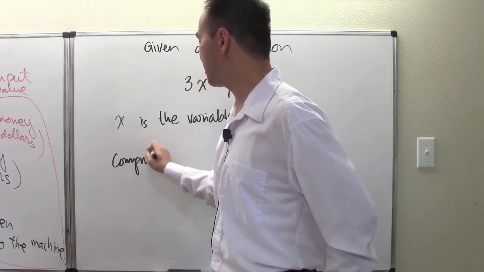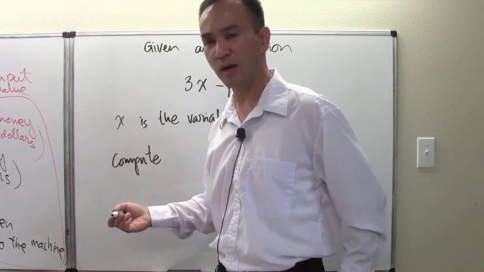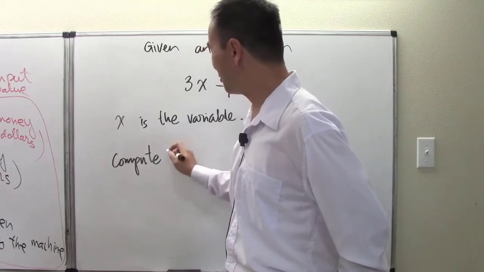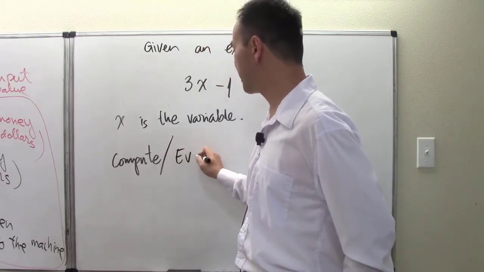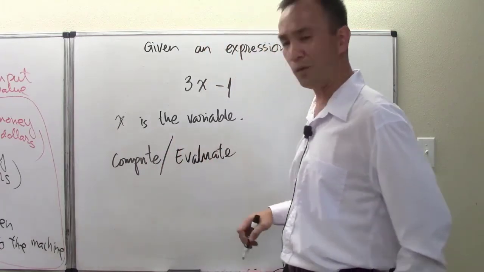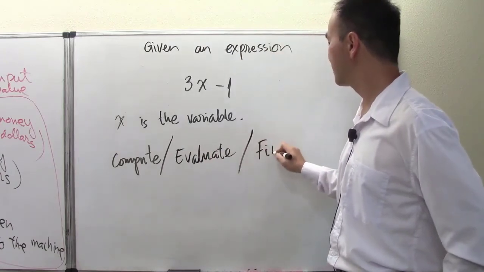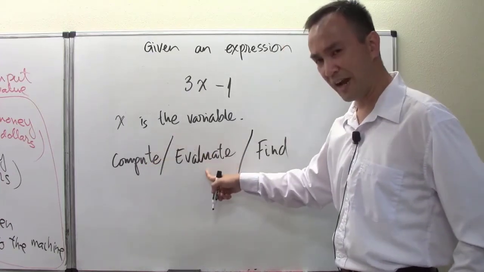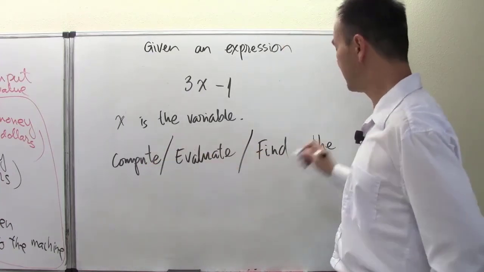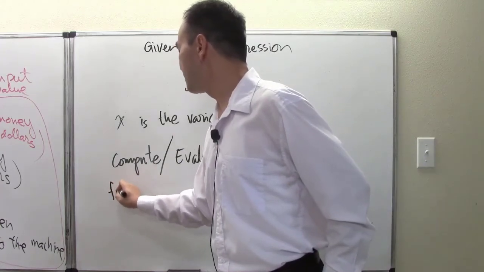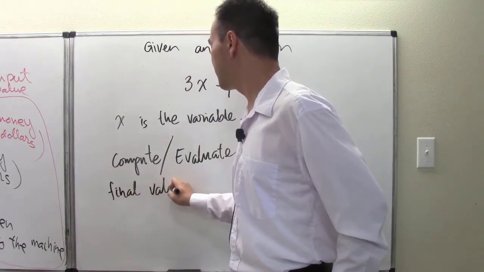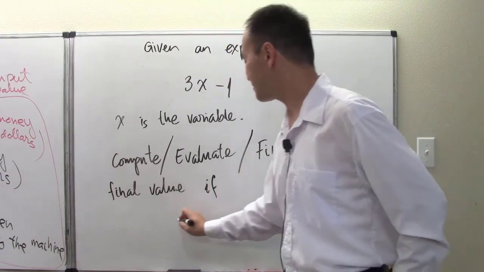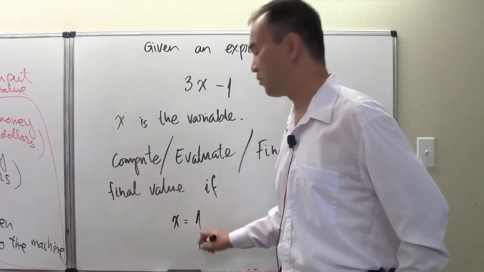Now I want to say the following. I want to show as many different ways as possible. Some instructors or some textbooks say compute, or some say evaluate, or even find, the final value if x equals 1.